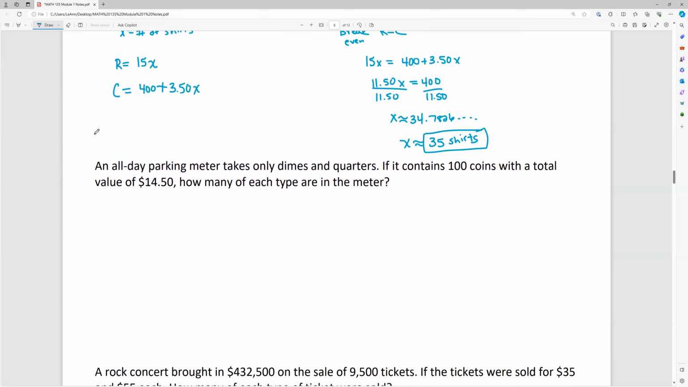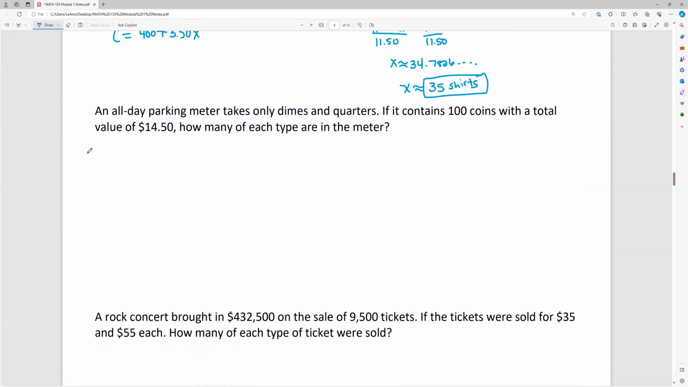If it contains 100 coins with a total value of $14.50, how many of each type are in the meter? So we have 2 types of coins, so we're looking for 2 different answers here. X, we're going to let be the amount of dimes, just because that's the first one they told me. And we have 100 coins.